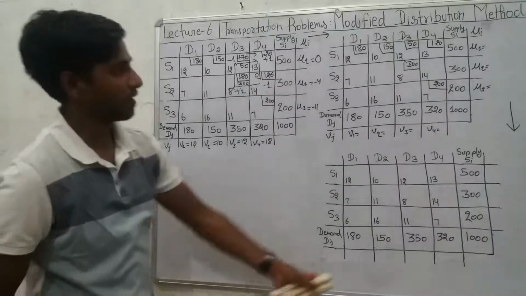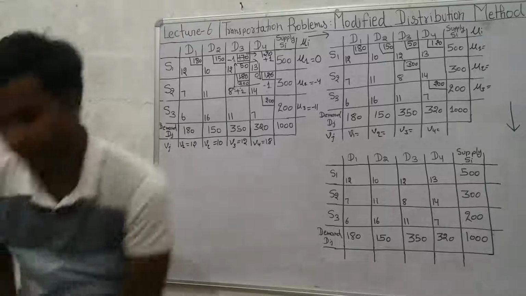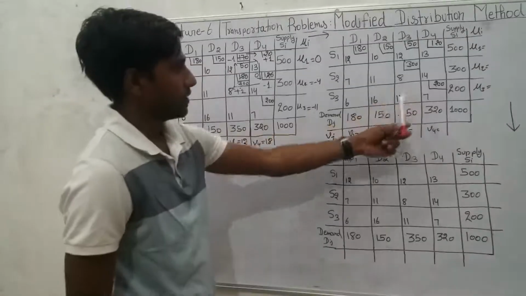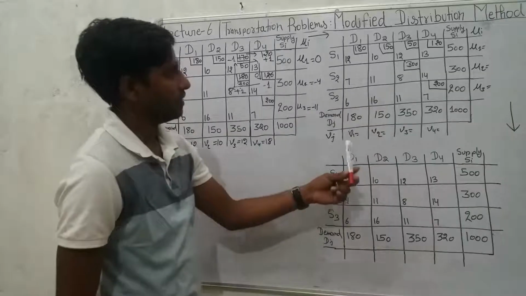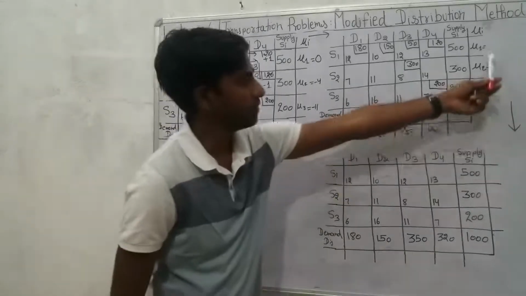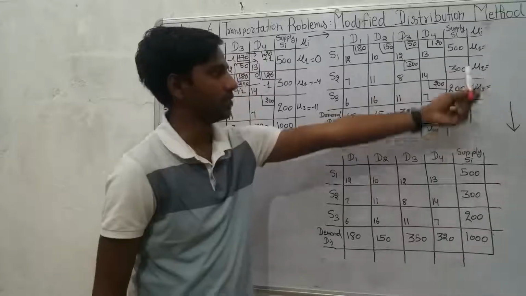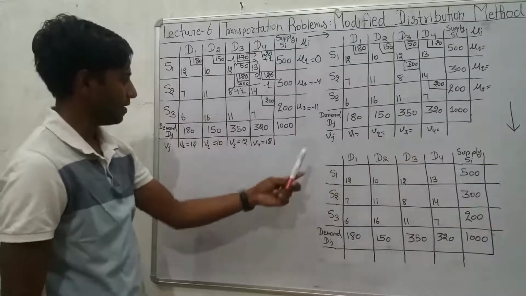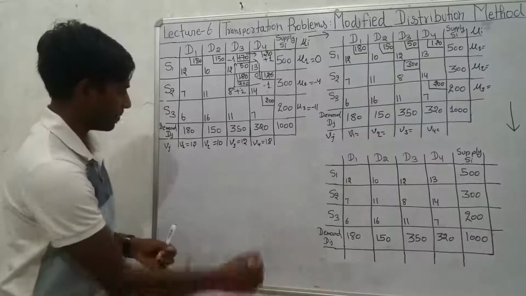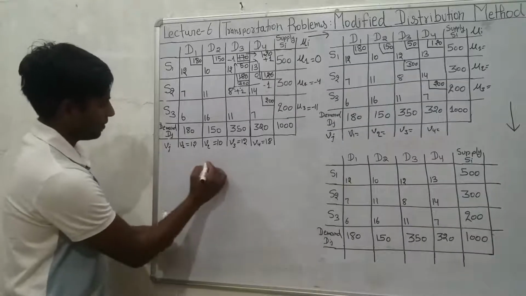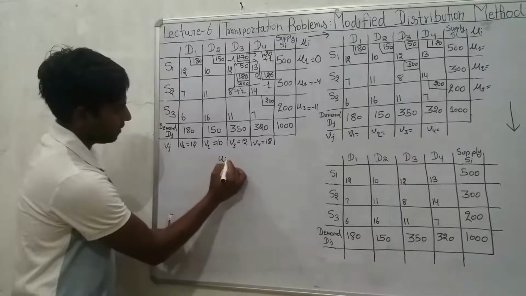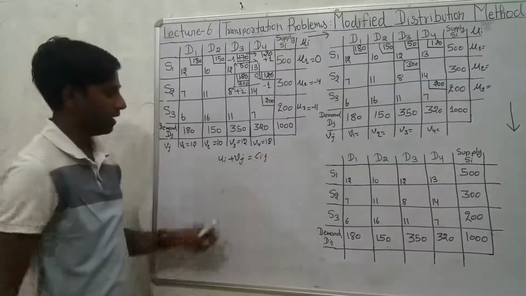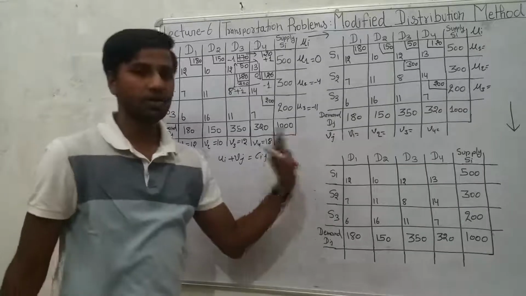So what is the formula of calculating? First, in step 1 we need to calculate the values of these variables u1, u2, u3, v1, v2, v3, v4 in a similar manner as we did in this table. So apply the simple formula, that is ui plus vj is equal to cij, and it is for occupied cells only.